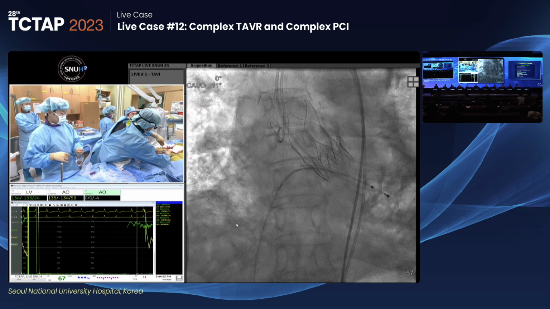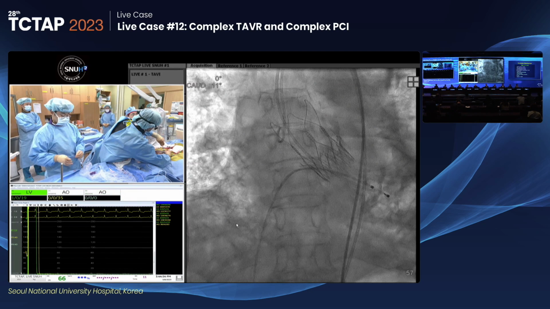In TEE, we could also see the commissural alignment. That was well positioned.